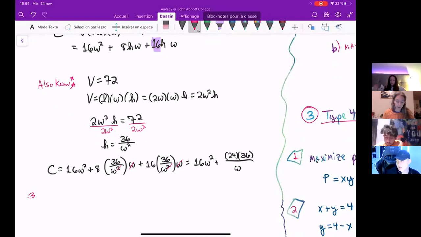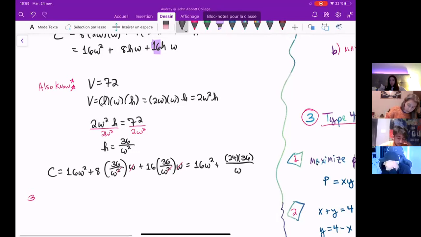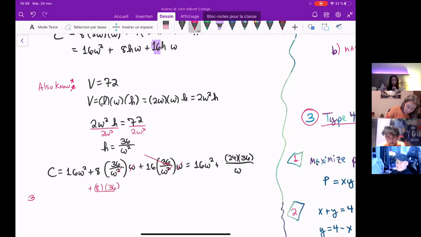16 plus 8 is 24. And so I just did that, but you don't have to do it that way. This would be 8 times 36 over W plus 16 times 36 over W. So I just added the 8 and the 16 together to get that 24, but you'll see that these are like terms right here, and so you can just add them together in that way.